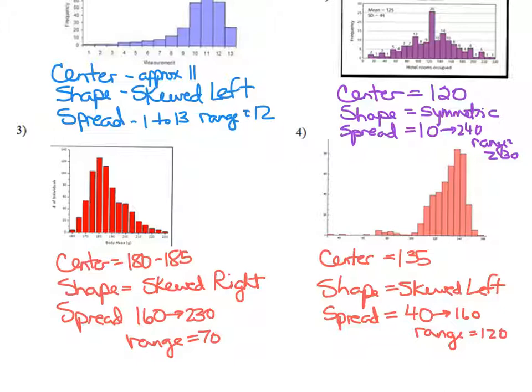You'll notice though that the spread, while the graphs look pretty similar, we've got to pay attention to what the spread is as far as the numbers. So the spread goes from 160 to 230 on the first graph, while it goes from 40 to 160 on the second graph.